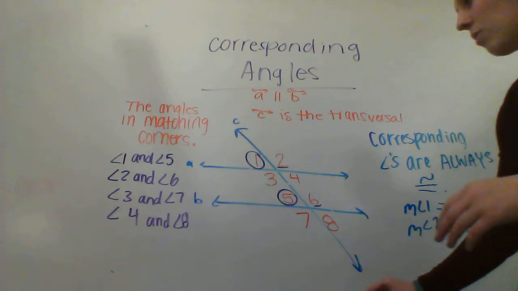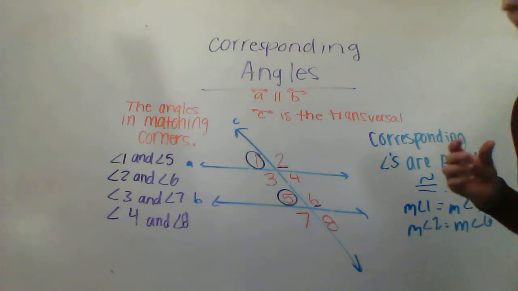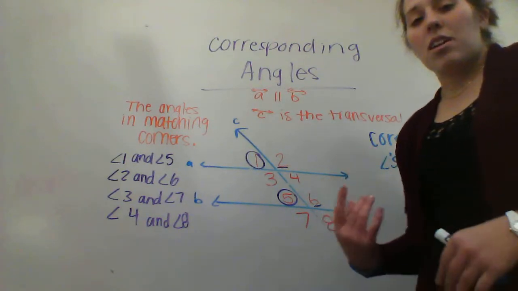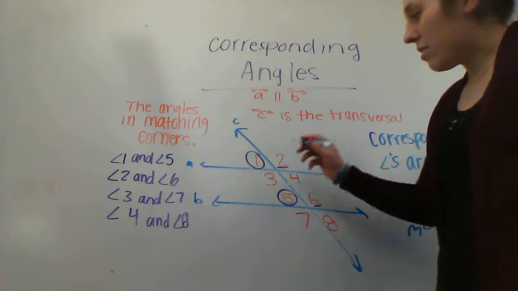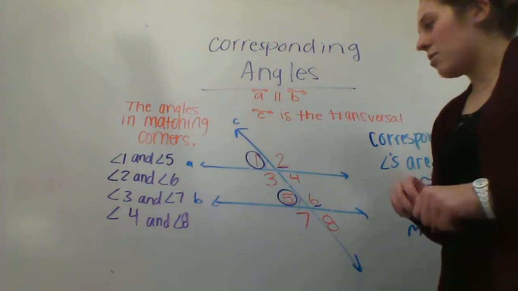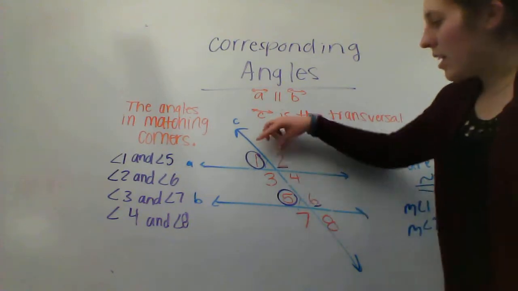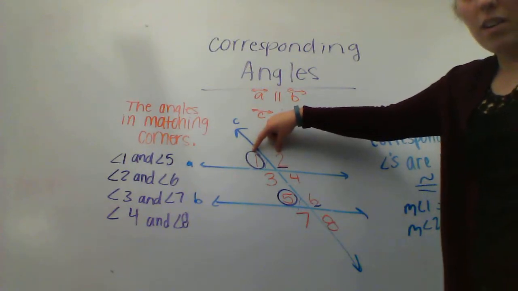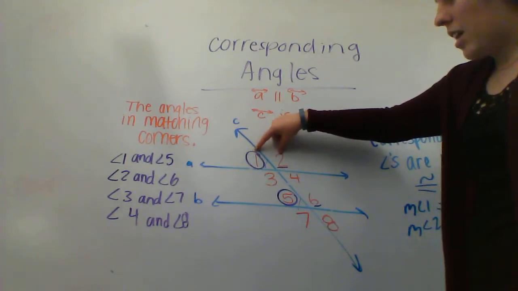Now, you might be thinking, why does this work? Well, do you remember when we constructed parallel lines? We constructed them by making two congruent angles. So our two congruent angles were the corresponding angles. Also, we know that these two are a linear pair, so they add up to 180.